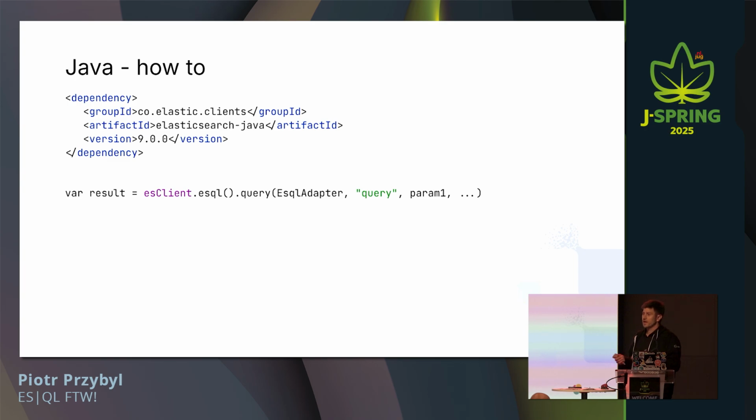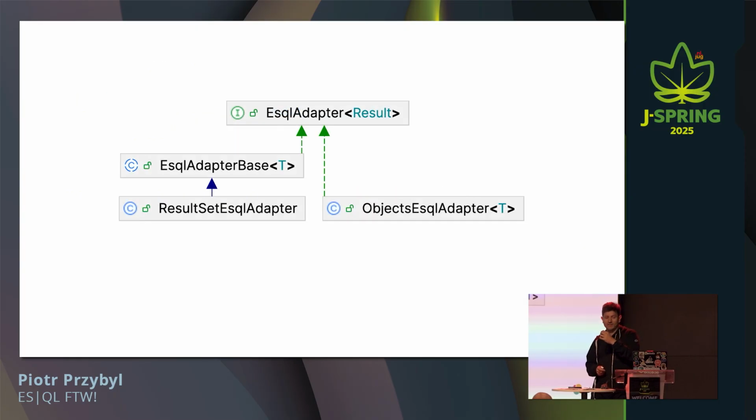Then this is how you call ESQL, right? So you go ESClient.ESQL.query, and then you need to select the ESQL adapter. There goes the actual query, and you can toss any additional parameters, should you have them. And then there is the result. And we can have two kinds of adapters, basically. So first is this result set ESQL adapter.